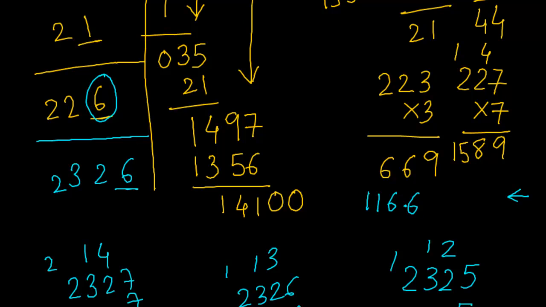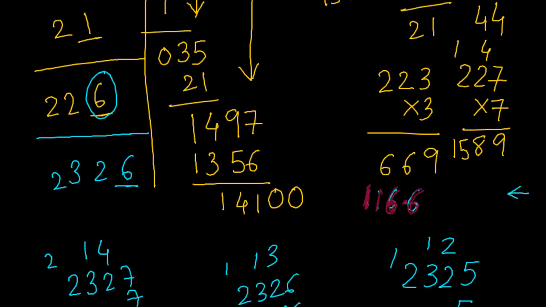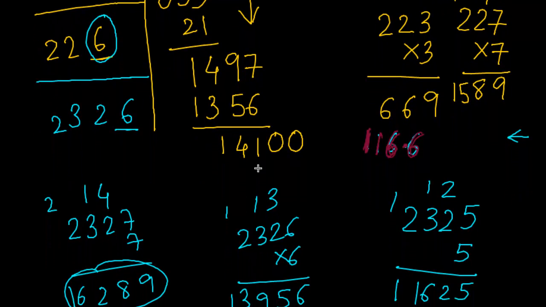Remember, this is my quotient. Let me change the color of my quotient. 1.16, and the answer that I obtained was 13956. So again you will subtract: 10 minus 6 is, I'm writing over here, 4. 9 minus 5 is 4, and 10 minus 9 is 1.